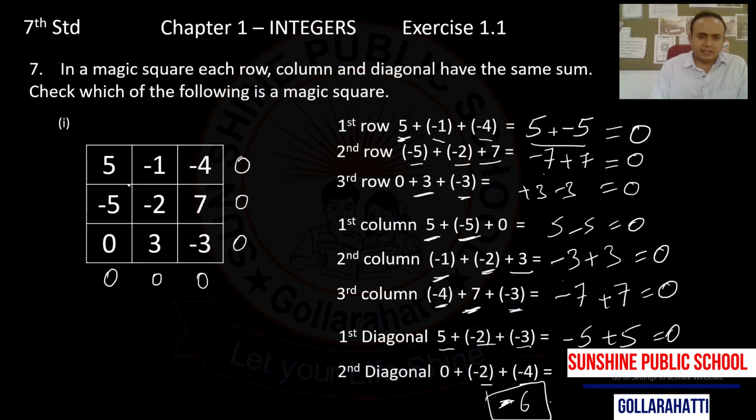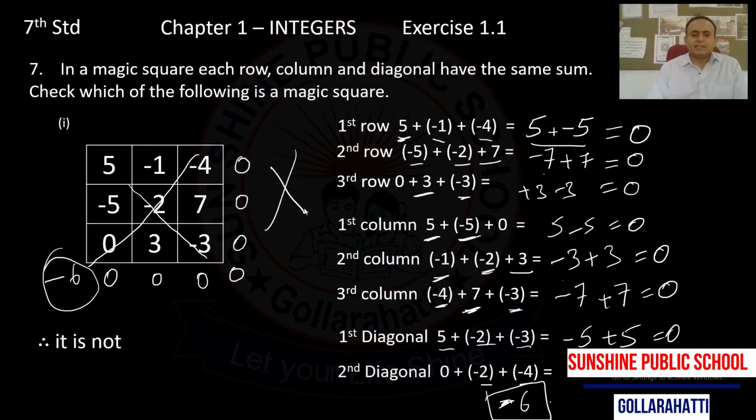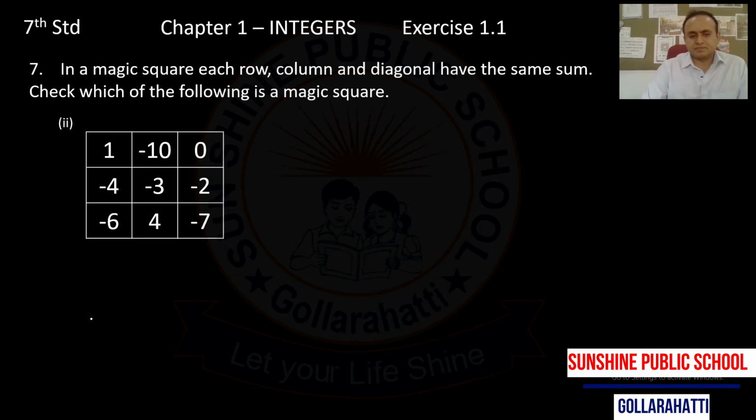If you add the diagonal like this, you got the same answer as 0. But when you add this diagonal, you got minus 6. That means this is not a magic square. So the answer is, therefore it is not a magic square. If you add all the columns, rows and diagonals, you should get the same answer. But here you got a different answer, minus 6. So it is not a magic square.